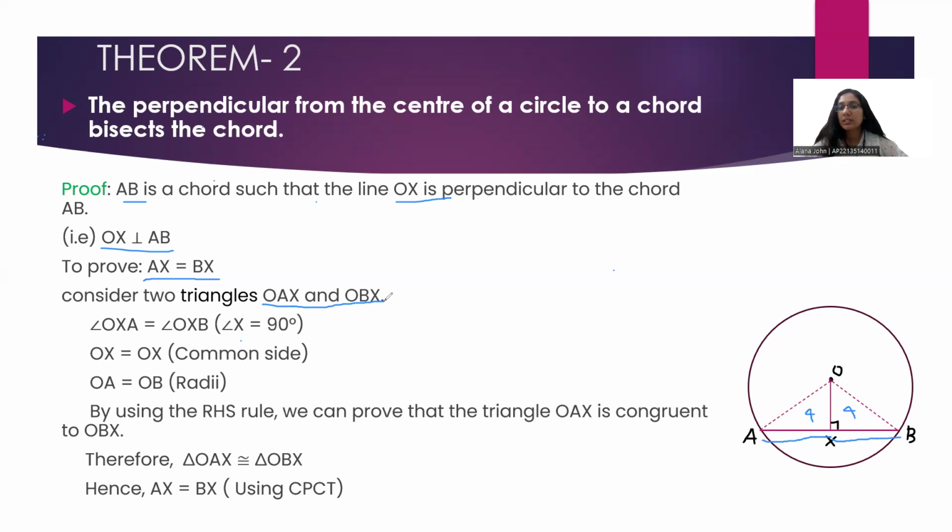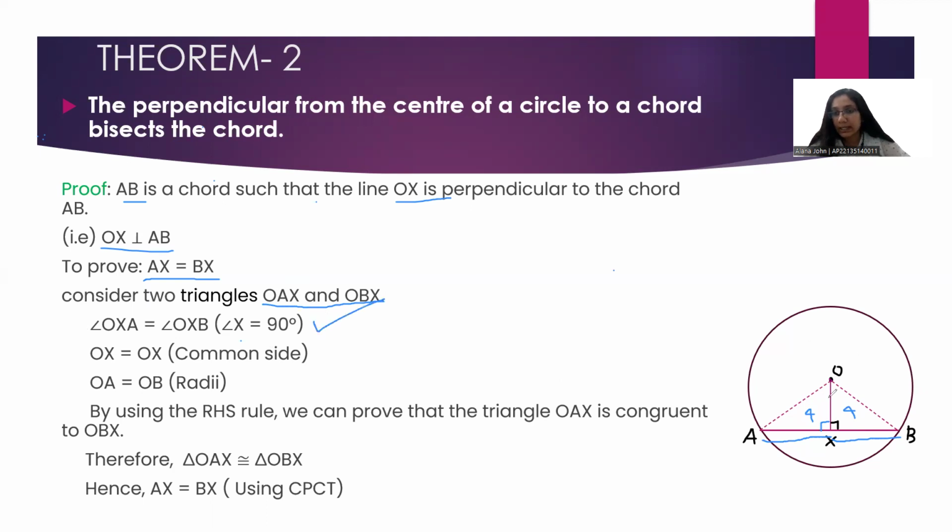We have to show that these two triangles are congruent, right? How will we show it? Here the line OX is a perpendicular, so this angle will be 90 degrees. Similarly, this angle will also be 90 degrees. So the triangles which we have taken are right angled triangles. The first condition is that both the angles are 90 degrees.